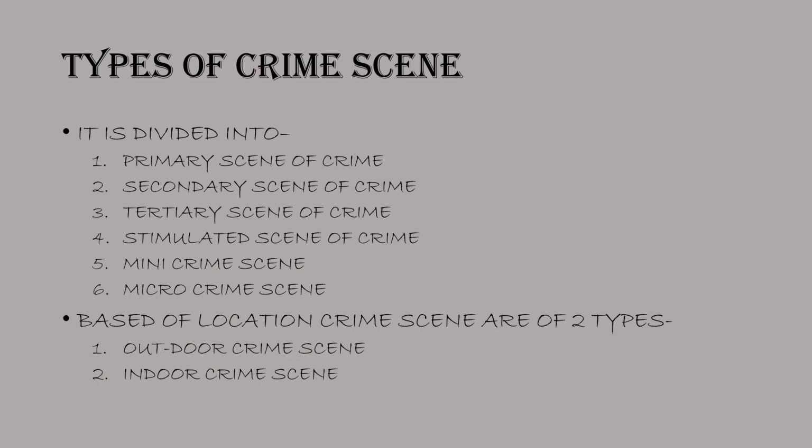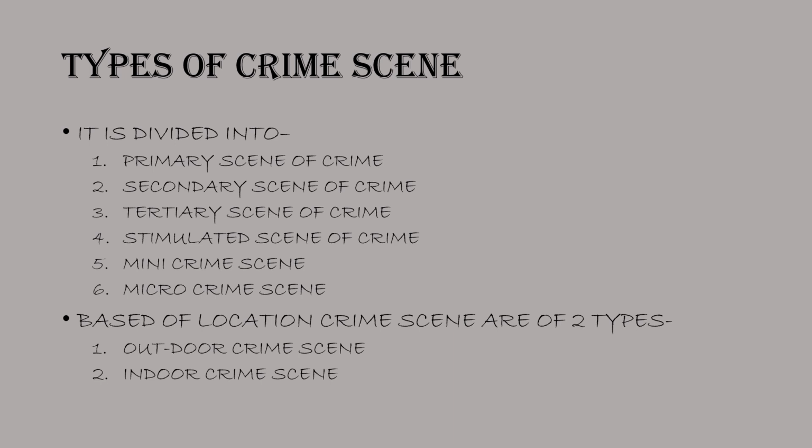And if the crime occurs within four walls of any house or any building, then it is referred to as indoor crime scene. Now, primary crime scene. Primary crime scene is the one where basically the crime has taken place. We may find any evidence, the cadaver, at the primary crime scene. But if the cadaver, that is the body, is transported from the primary crime scene to any other place, then that place is referred to as secondary crime scene.